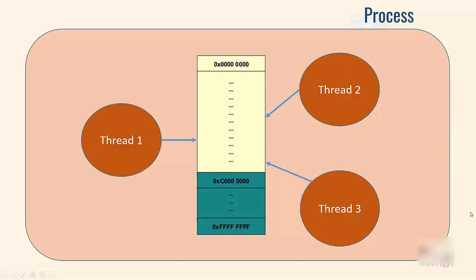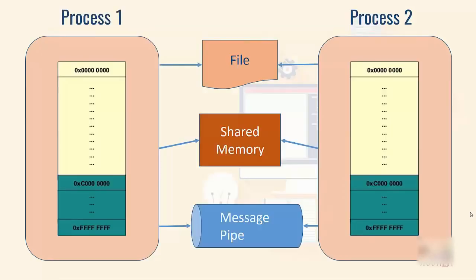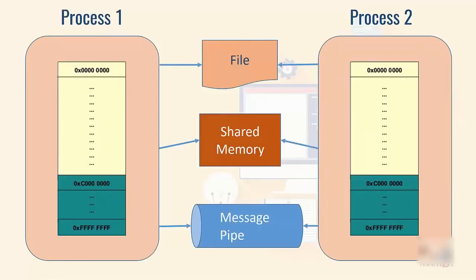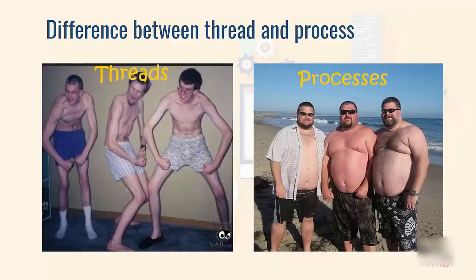Whereas if you look at the processes, this is process 1 and process 2, they have their own address space. If they ever want to communicate with each other, they can use inter-process communication techniques such as a file on the disk, shared memory, or a message pipe. From these two pictures you can at least guess the key difference between a process and a thread. The key difference is threads are lightweight versus processes are heavyweight.